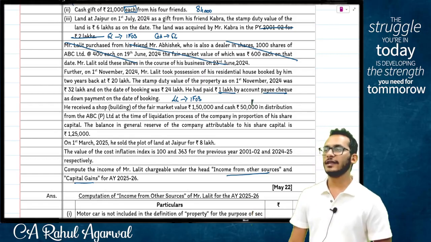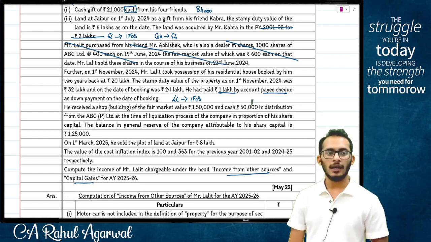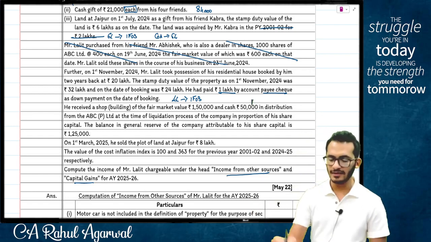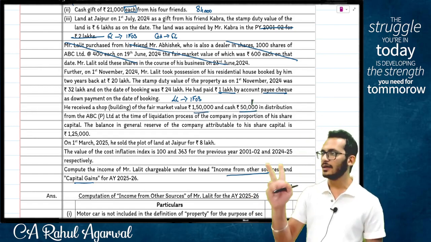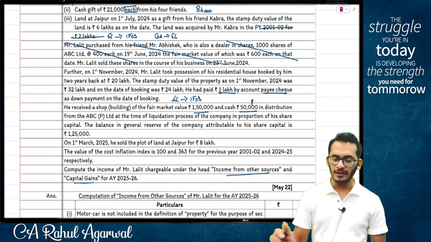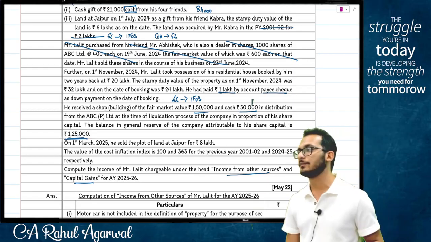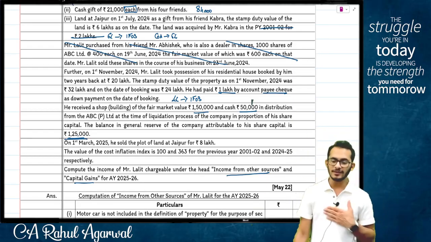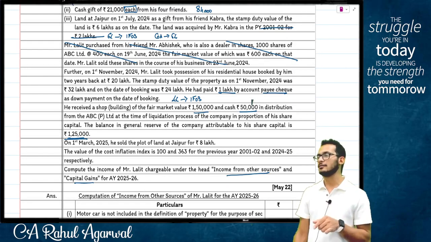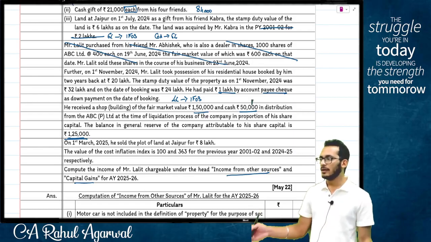Dividends will be to the extent the company has accumulated profits. So notice I have received 1,50,000 plus 50,000. Totally I received 2 lakh rupees. At the time of liquidation, the balance in the general company reserve to the share capital was 1,25,000, which means out of the 1,50,000 which I received, 1,25,000 pertains to dividends. Balance 25 goes to capital gains.